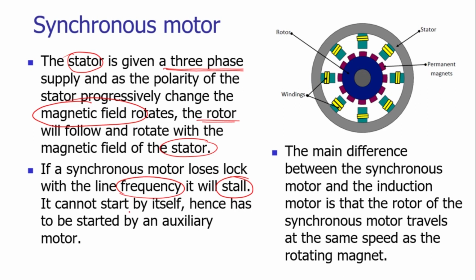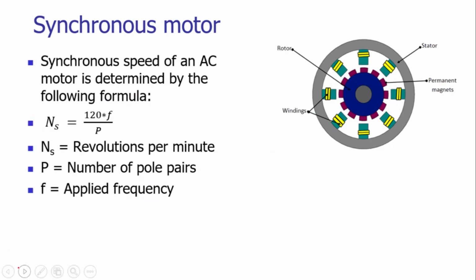So to start the motor in this particular situation, we need to have an auxiliary motor. That auxiliary motor is a DC motor, so we have to attach or we have to help the rotor to start its rotation. Now, how to compute the synchronous speed of an AC motor?